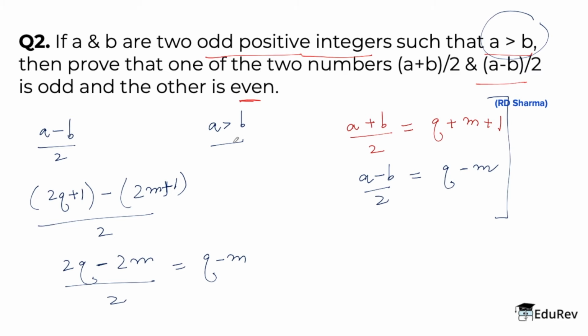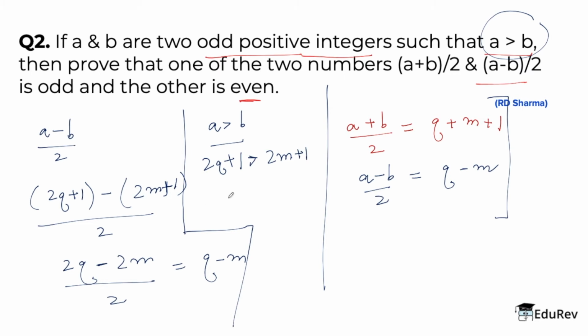Now it was given that A is greater than B, which means that 2q plus 1 is actually greater than 2m plus 1. I hope you understand this, that 2q plus 1 is going to be greater than 2m plus 1. Now if that is the case, I can cancel the 1 and 2 from both sides. This means that q is greater than m. Now just think of this: if q is greater than m, then you can see one thing here, that this is going to be a positive number.